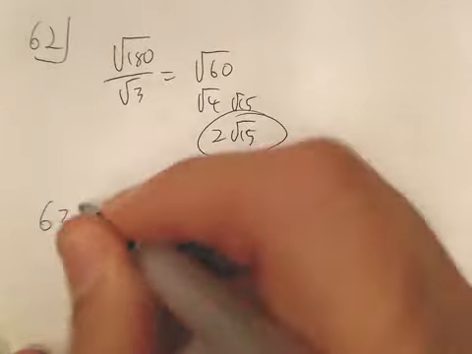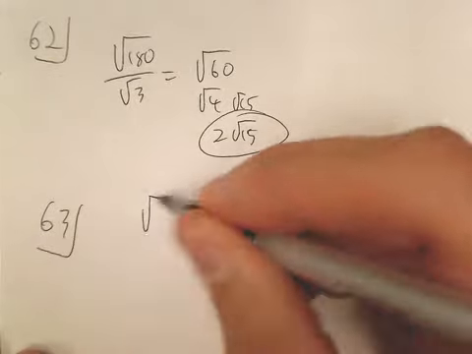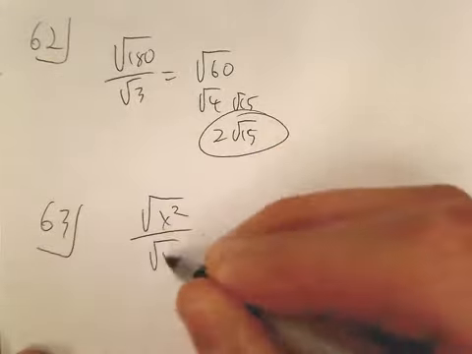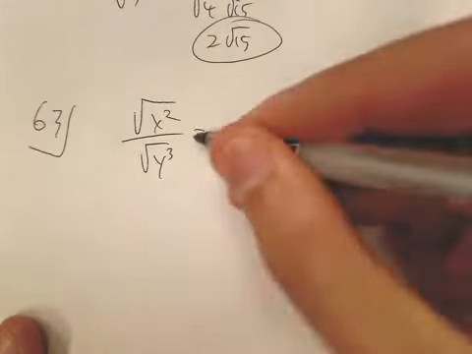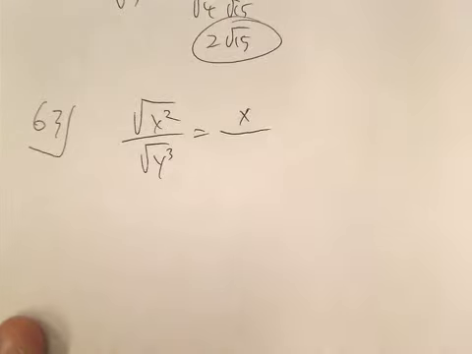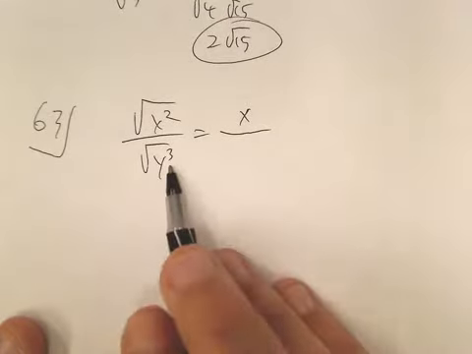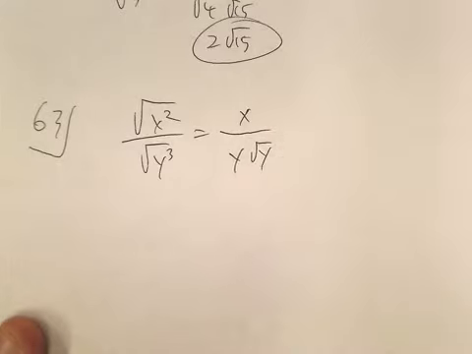63. I have square root x squared over square root y cubed. Okay, so the first thing I'm going to do is say, how many times does 2 go into 2? That goes evenly. 2 goes into 2 one time. How many times does 2 go into 3? One time, with 1 left over.